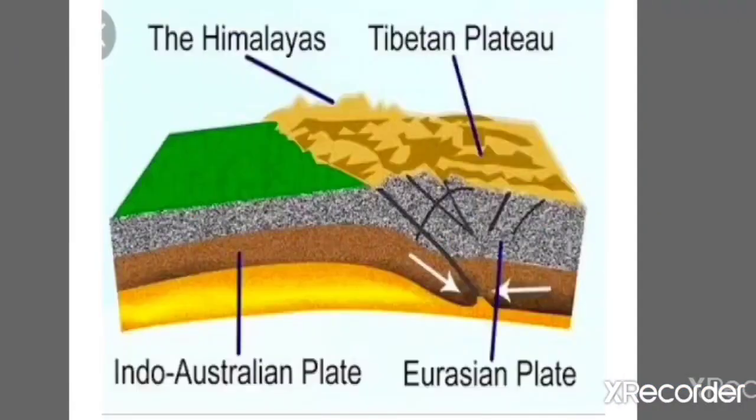You can see on the screen that the Indian-Australian plate and the Eurasian plate collide with each other and form the Himalayas and the Tibetan plateau. This type of boundary is known as the convergent boundary, where plates come together. It may lead to collision, crumbling, and sometimes one may slide under the other.